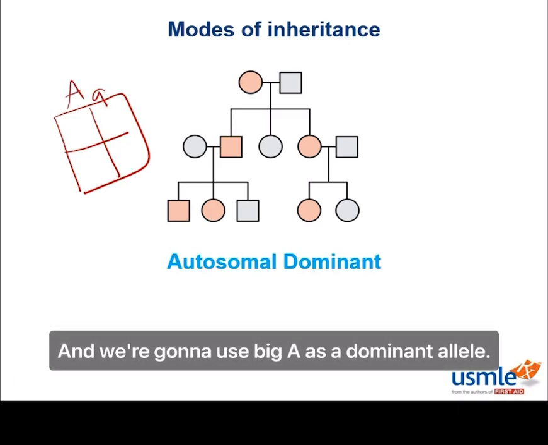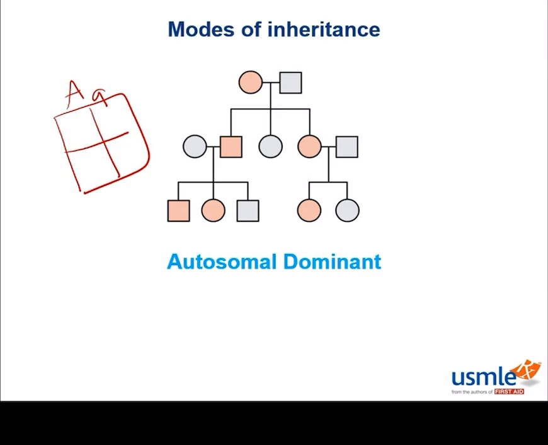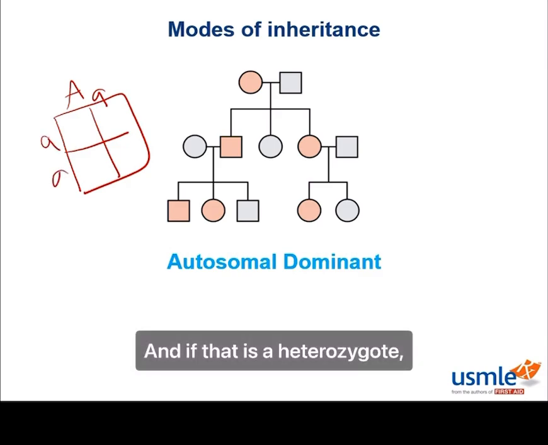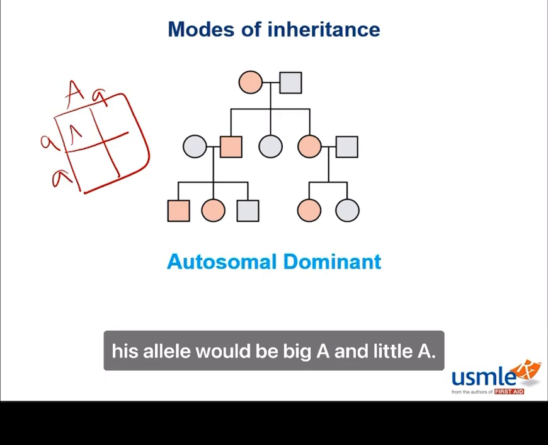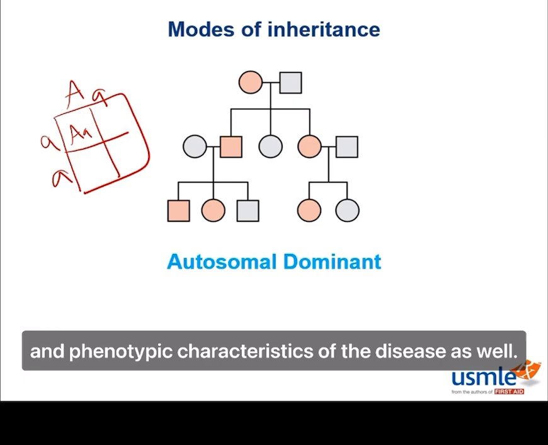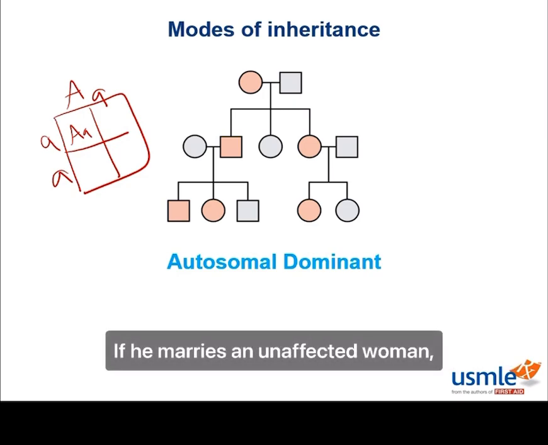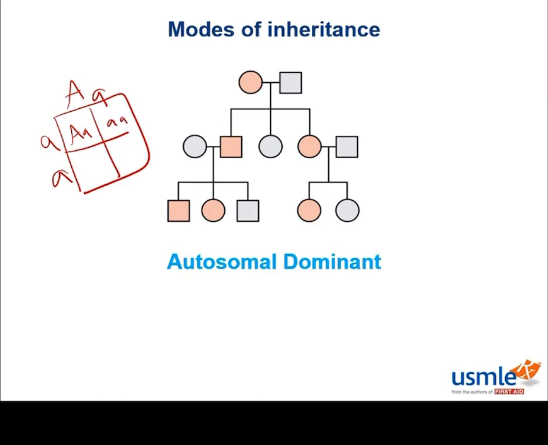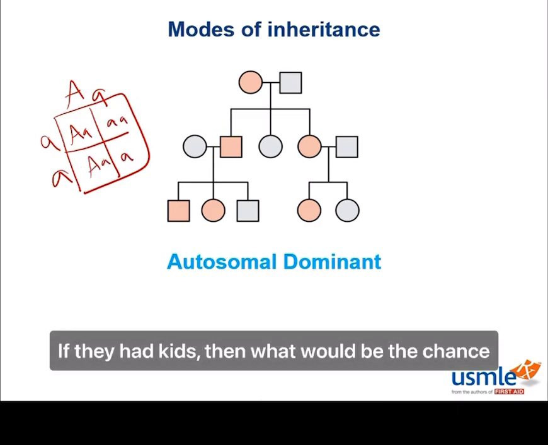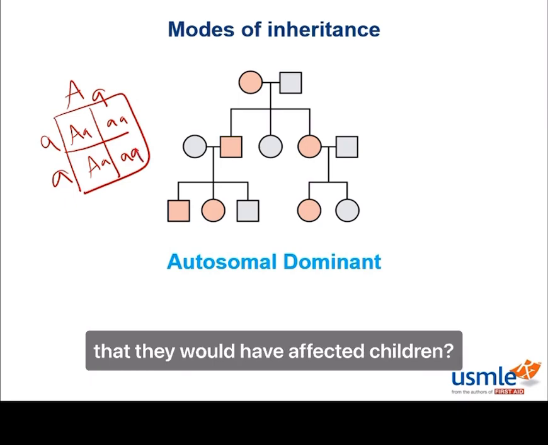And we're going to use big A as the dominant allele. And if dad is a heterozygote, for example, let's say Marfan's disease, his allele would be big A and little a. This would also mean he has the disease and phenotypic characteristics of the disease as well. If he marries an unaffected woman, her alleles would be little a and little a. If they had kids, then what would be the chance that they would have affected children?